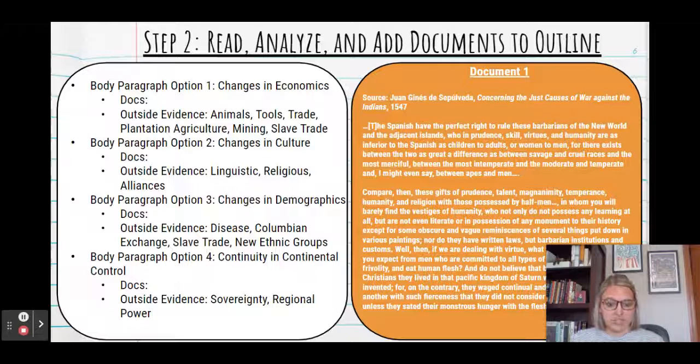Based on my reading and interpretation, I think that I could easily fit this into the changes in economics paragraph because it's talking about the enslavement of American Indians. I think I could also fit it into the cultural paragraph because we see significant cultural changes, religious adaptations that are being forced upon American Indians. Honestly, it could also fit in demographics because you can imply some of the death that occurred based on these interactions. So what I've decided is that I think it best fits in changes in economics.